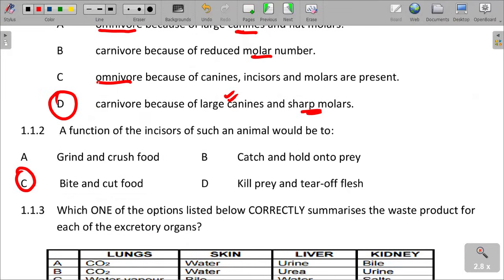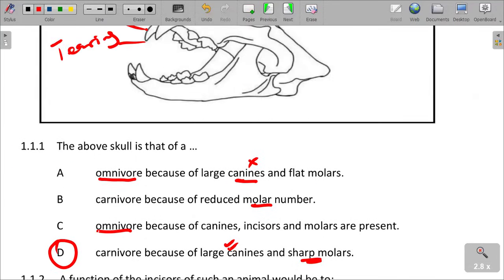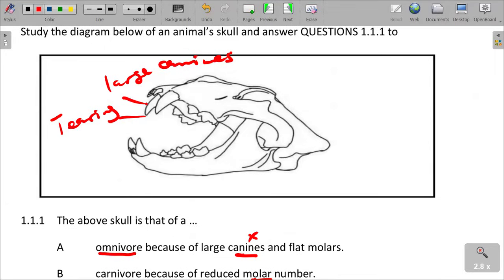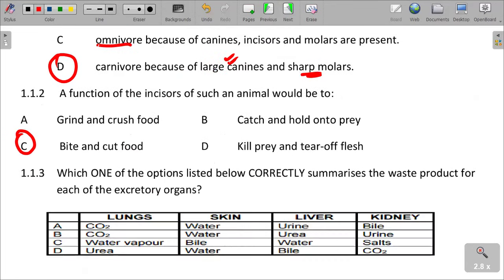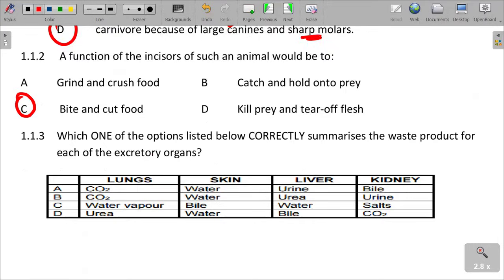The incisors. I'm sure if you remember very well, and also check from the videos on the channel, we have been looking at the skulls of various animals in terms of the ecosystem: the carnivore, the omnivore, and the herbivores. These animals have the type of teeth that are determined by the type of food that they eat. So it has incisors which are responsible for biting and cutting food.